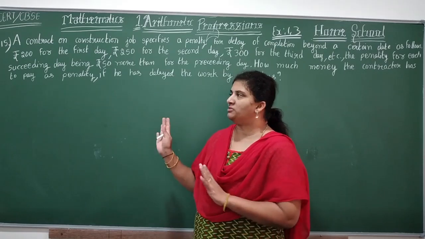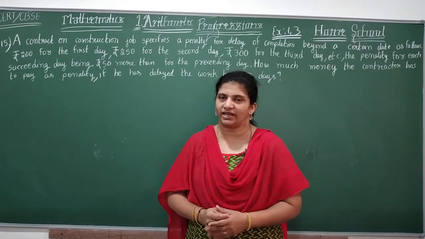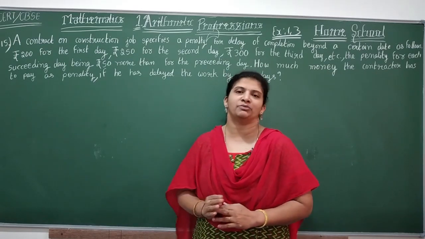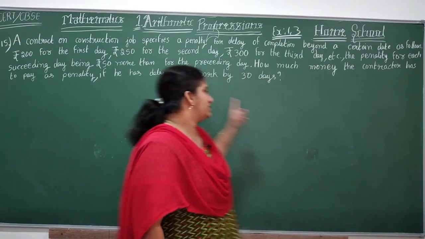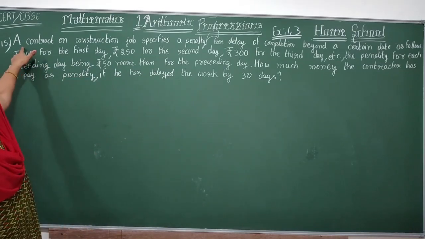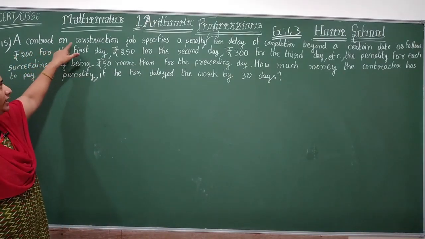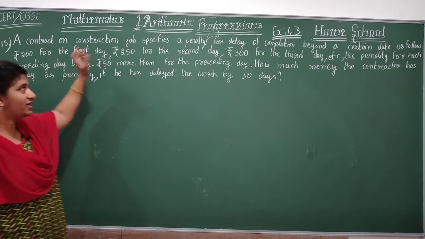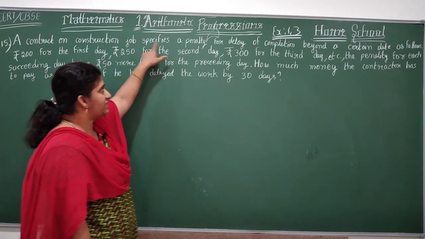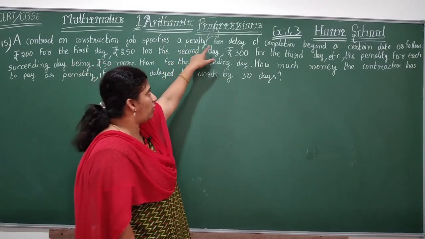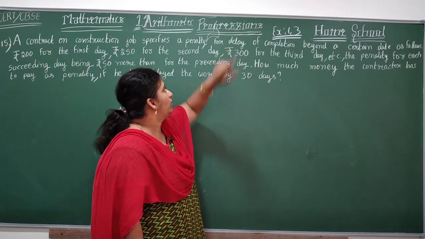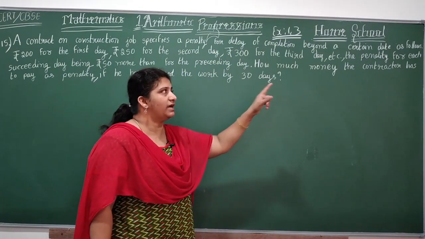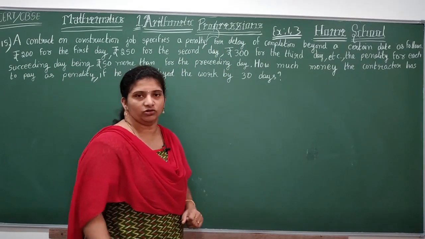See, a problem seems to be lengthy, but it is very easy when we understand. First try to understand the problem. So let's see here. A contract on construction job specifies a penalty of delay for delay of completion beyond a certain date as follows.